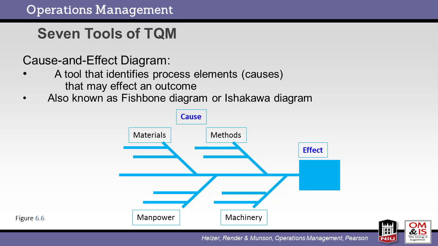The cause and effect diagram is also known as the fishbone or Ishikawa diagram. The tool is used to identify different causes for a given effect. This is often considered to be a tool to facilitate brainstorming. The four primary causes are broken down into materials, methods, manpower, and machinery. You may use different groupings based upon the specific application.